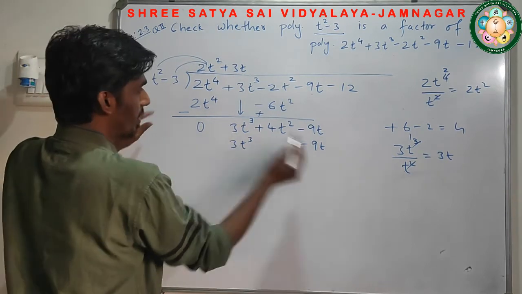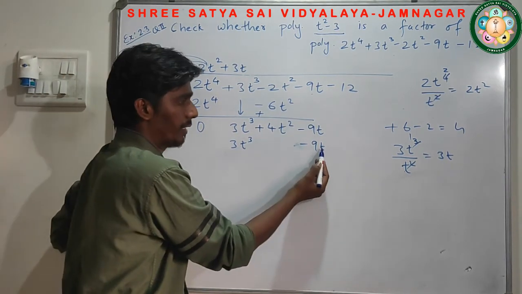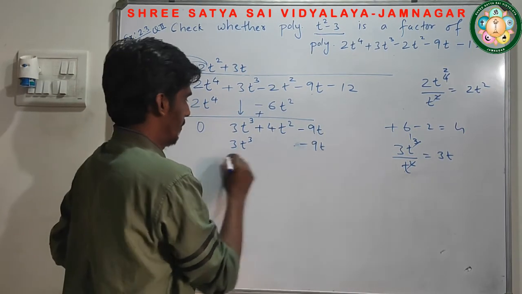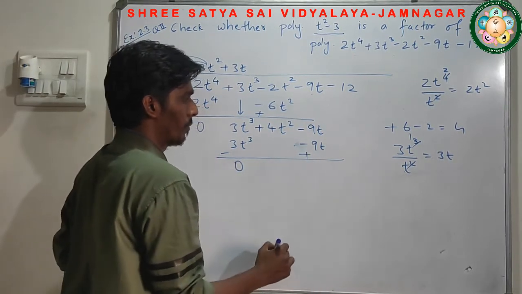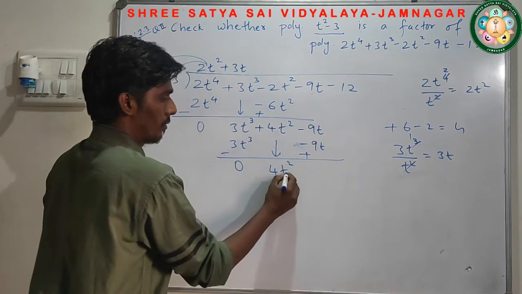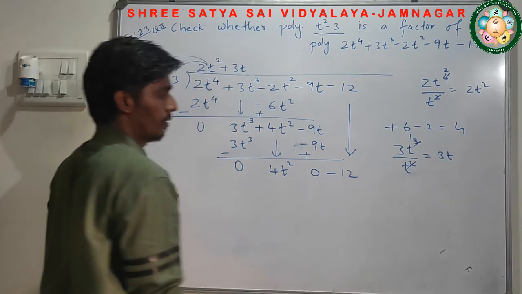I have not written this 9t over here because the power is square, but here the power is 1. Like term under like term. Change the sign. It's 0. Minus becomes plus. And take this term as it is, 4t square. And this is 0. Carry this one here, minus 12.